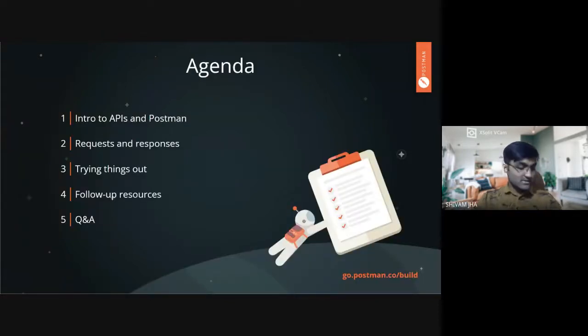Let's start with the agenda for today's meeting. It's just API 101, a beginner level introduction to what APIs are and how you can use one, how you can leverage the Postman platform to develop and to test your APIs. We'll start with intro to APIs in Postman, then intro to requests and responses, which are basically the building blocks of any API. So we'll cover that and trying things out.